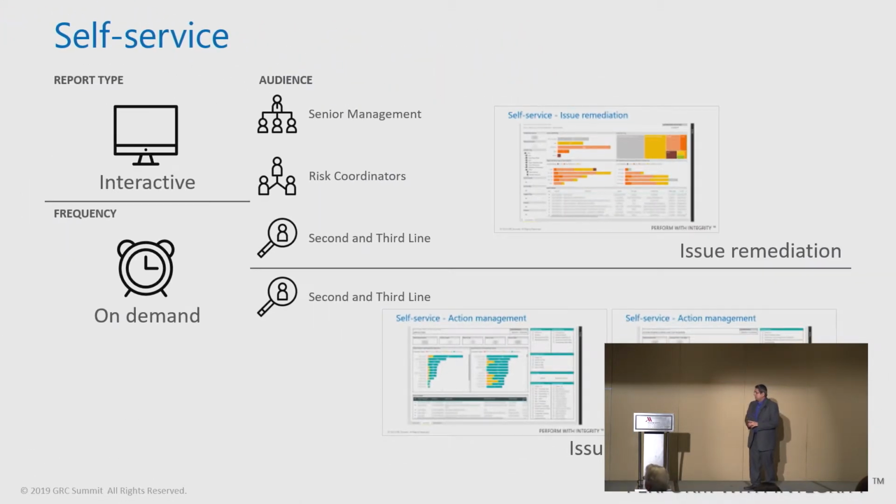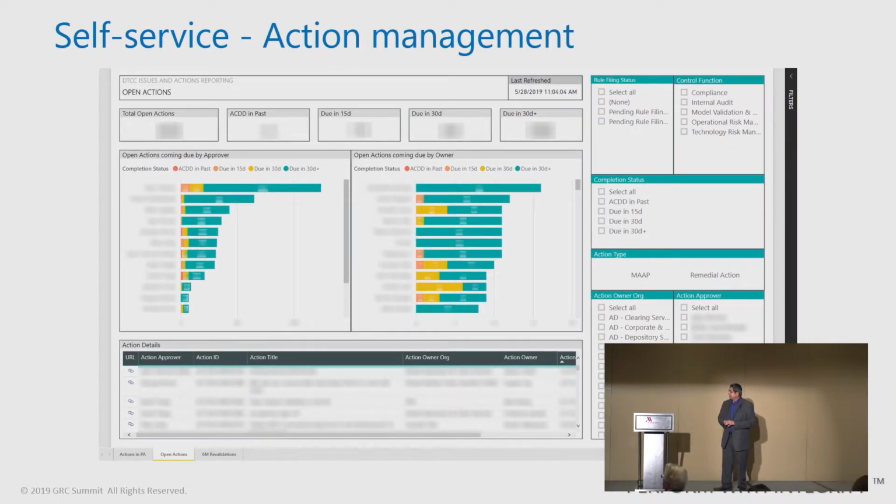Let's talk about the issue and action management part of it. So that was the issue remediation, looking at how you're resolving your issues. But now, what does the open action portfolio look like? At DTCC, mostly the control functions manage, or we handhold a little bit, the action owners, right? To say, hey, you've got something coming due, please make sure you're submitting it on time. And so this is a self-service equivalent of our action management dashboards.